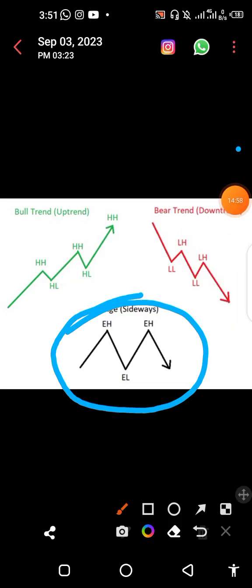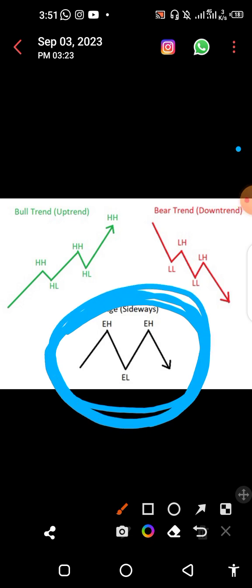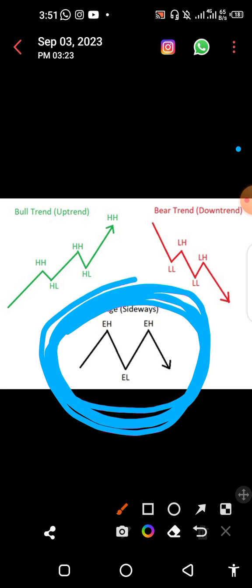So now we've looked at an uptrend and a downtrend. So what's a ranging market? Let me show you something. Have you seen this guy that I've highlighted? That's what we call a sideways market.